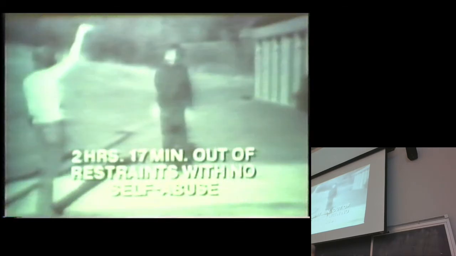And then they didn't give as much detail about what happened in treatment day number 2. However, by the end of that day, they had continued with their shaping and they had gotten Harry to 2 hours and 17 minutes out of restraints with no self-abuse. So once again, by gradually increasing the amount of non-self-abuse time required, they were able to bring Harry along and shape that behavior to the point where they got basically 24 hours per day with no restraints and no self-abuse.